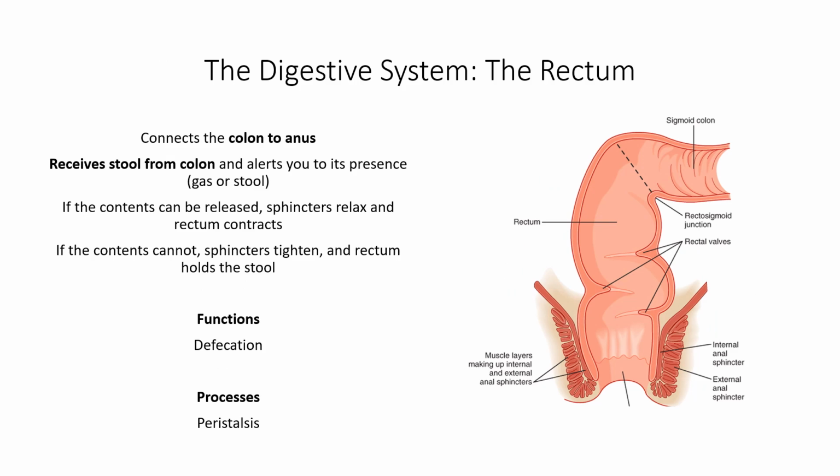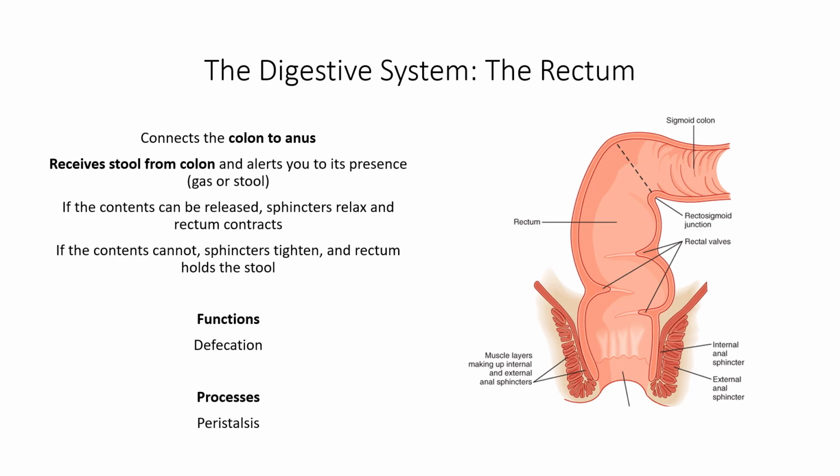Moving on to the rectum, which is at the end of the GI tract, just before the anus. Now, the main job of the rectum is that it connects the colon to the anus, and it will store feces here and alert you to its presence. It will also alert you to its presence whether it is a gas or a stool.